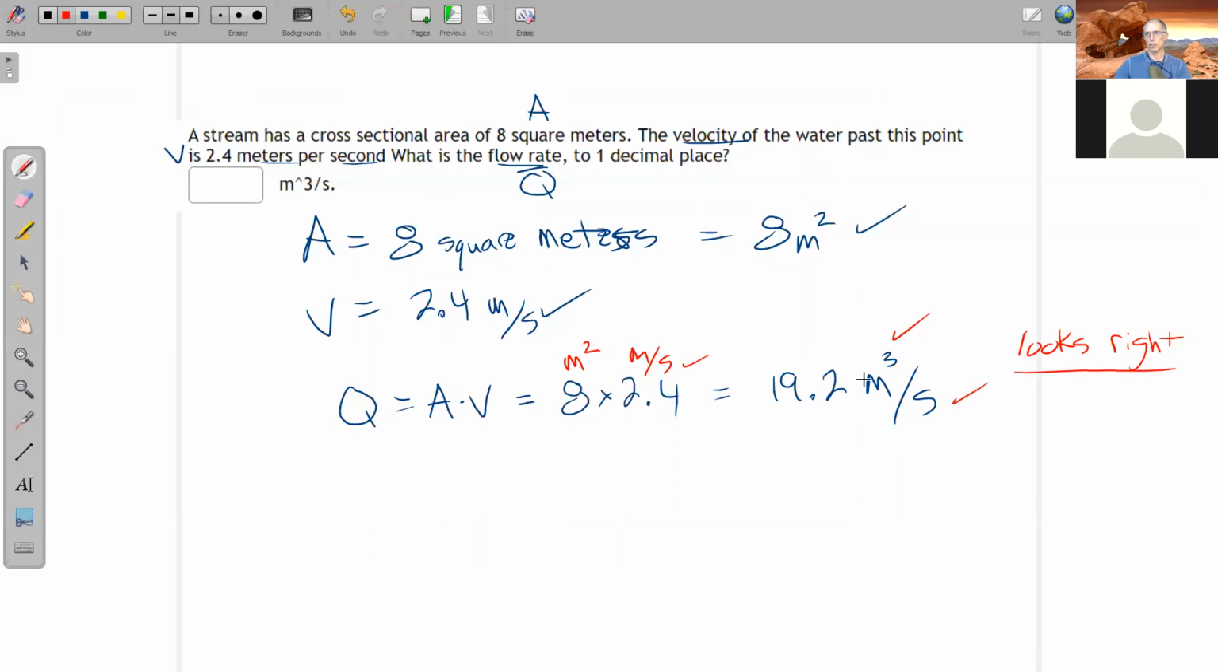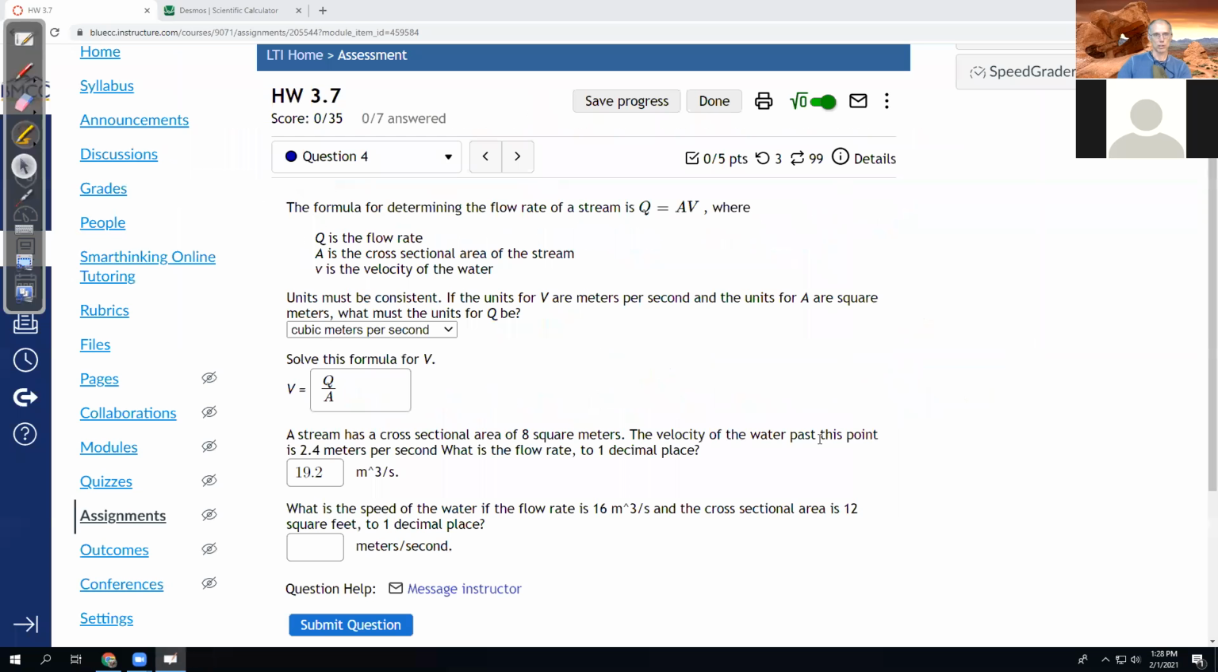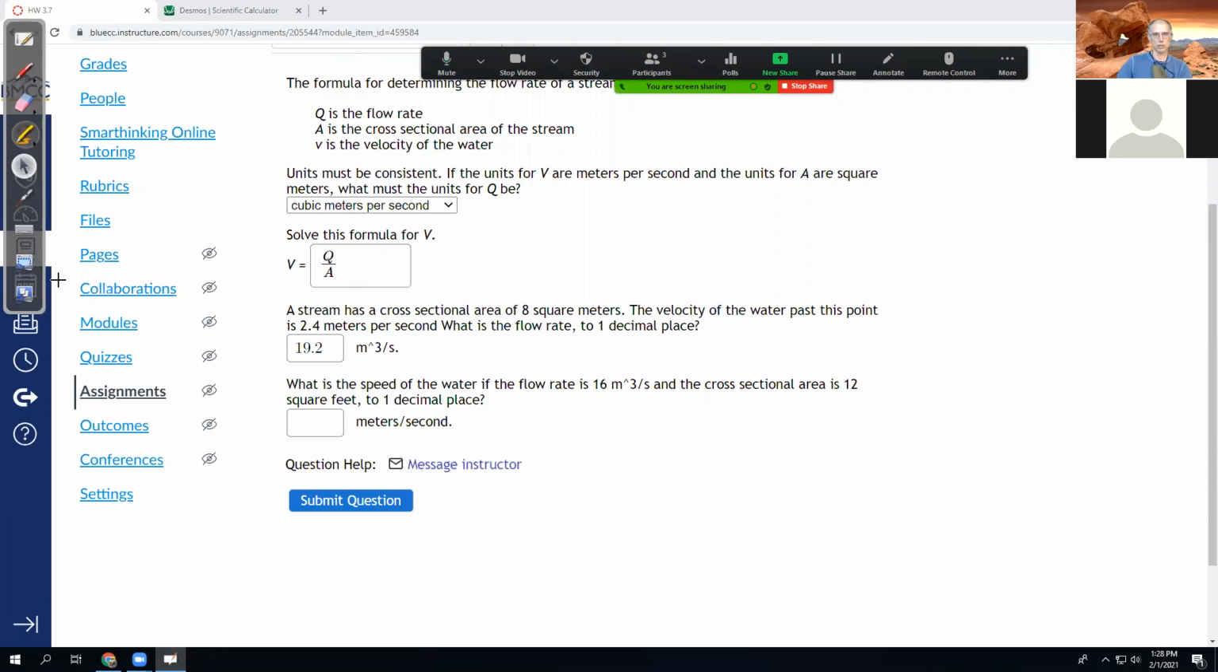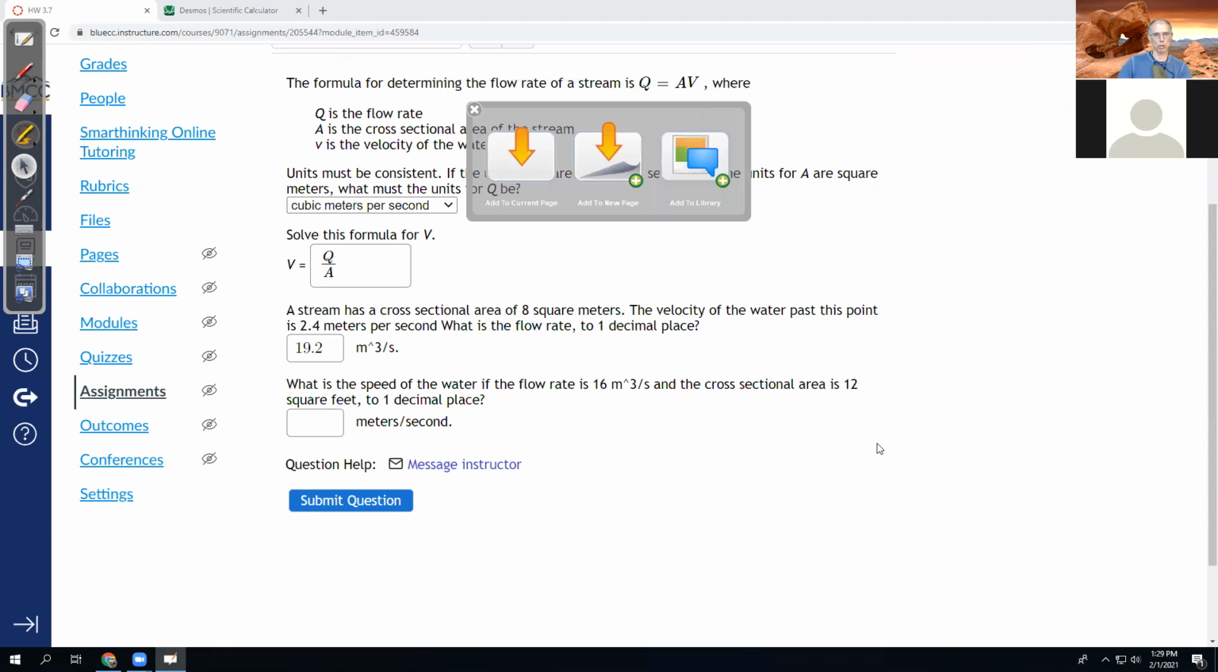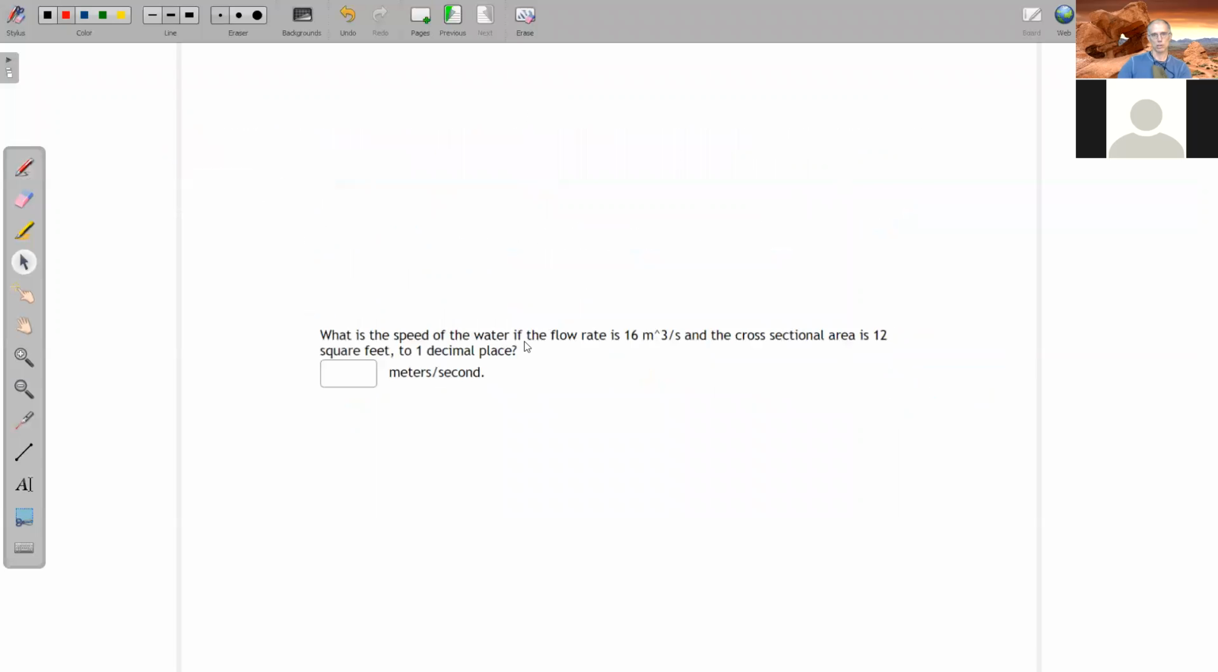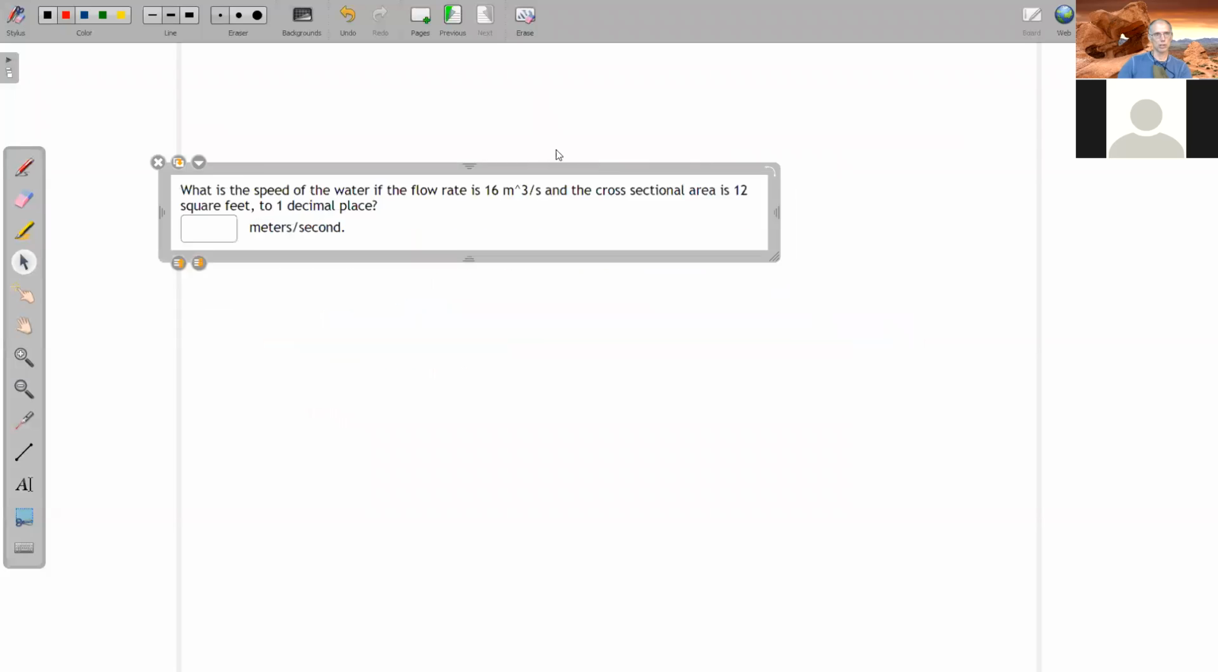All right, let's try the next part. The next part says, what is the speed of the water if the flow rate is 16 meters cubed per second and the cross-sectional area is 12 square feet? Sounds like a problem. Sounds weird here.